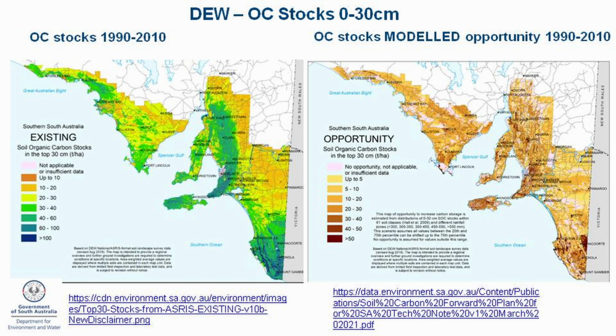Craig Liddicoat from the Department of Environment and Water created some carbon stock maps. This is based on all of the soil information from the 1990s and 2010 that Dave Maschmedt had done. The green map shows what the carbon stock is in 0 to 30. The brown map up there shows a modelled opportunity.